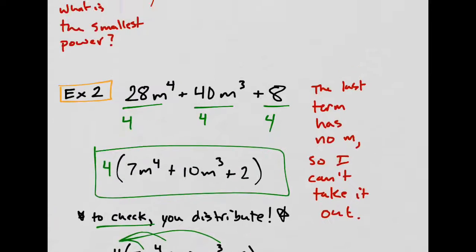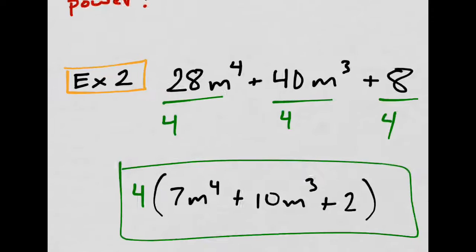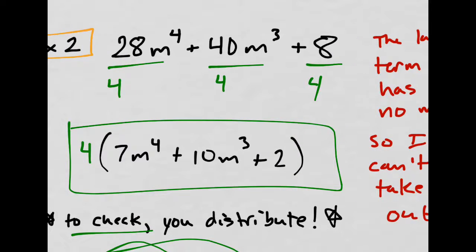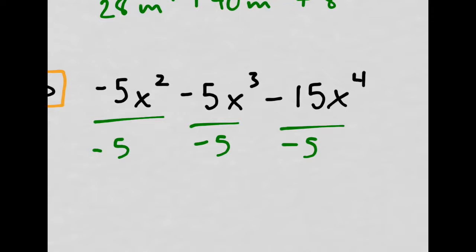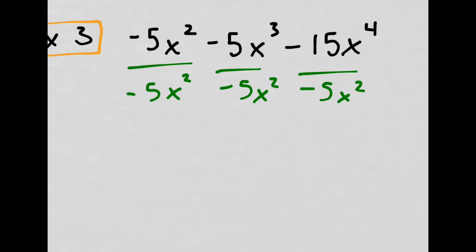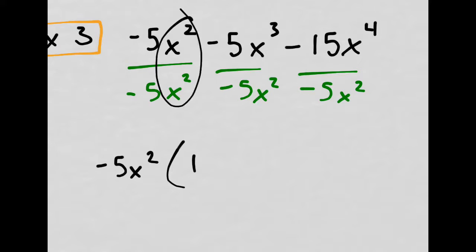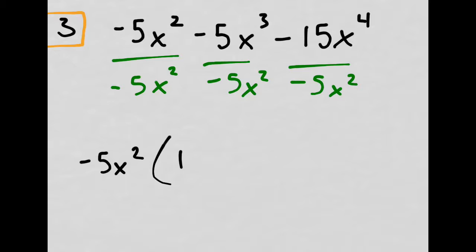And then the next question is, what is the smallest power? In the last example, the smallest one was just non-existent. In this one, the smallest power looks like x squared. So I can divide by x squared the entire time. Whatever I divide by goes on the outside. So I have -5x squared. And, well, -5 divided by -5, that's just 1. And x squared divided by x squared, that's just 1 also. So we get 1 there. -5 divided by -5, again, that's 1. So plus 1. Remember, negative divided by negative is a positive.